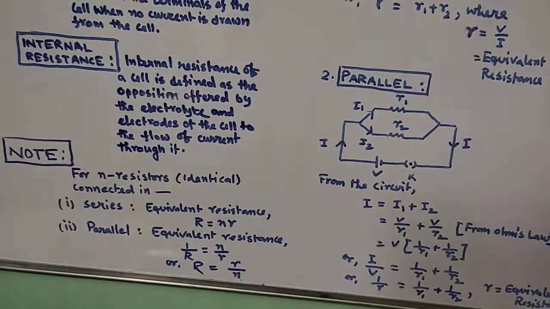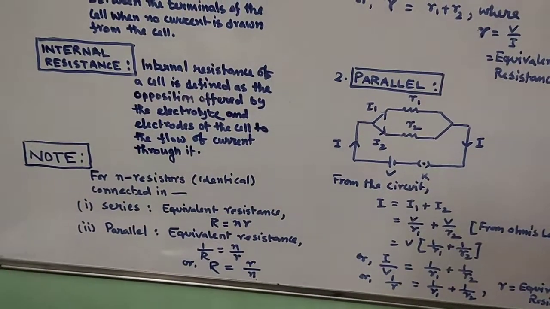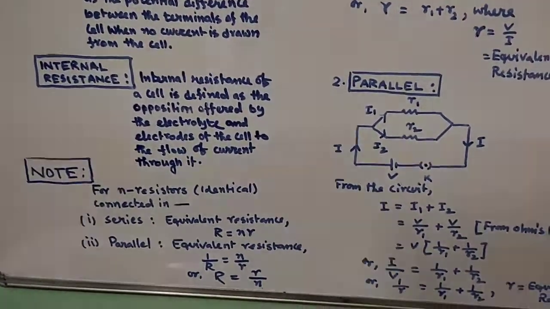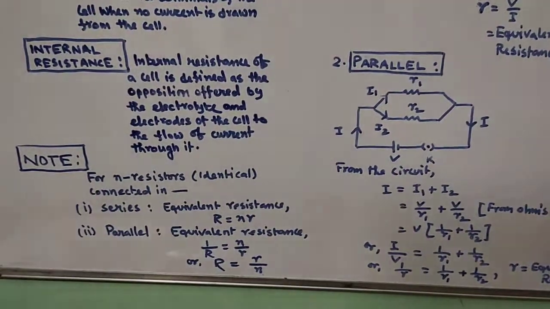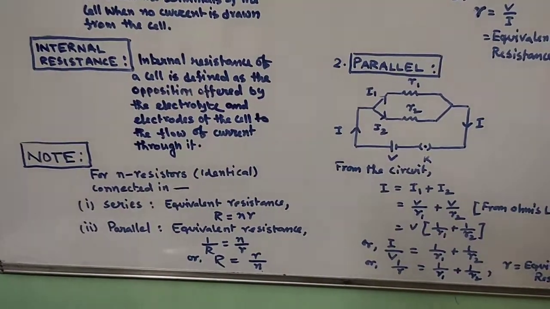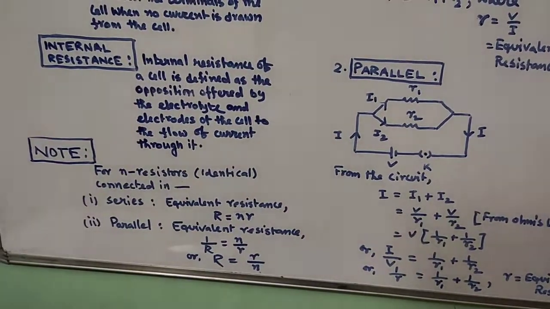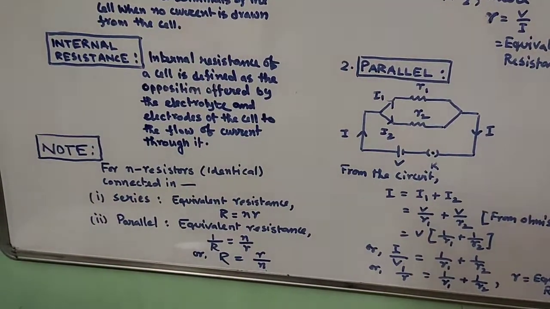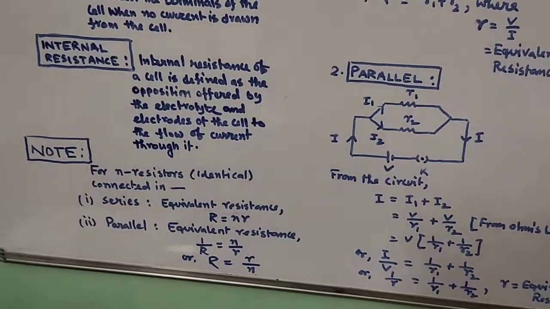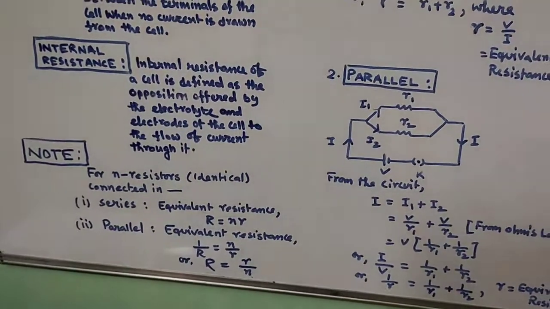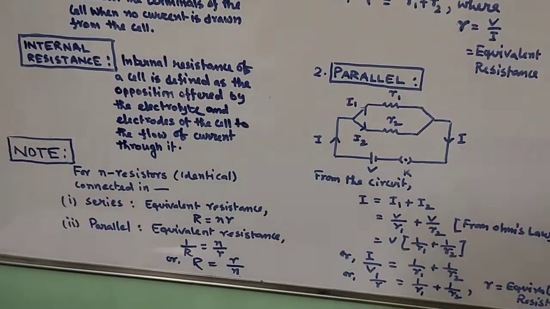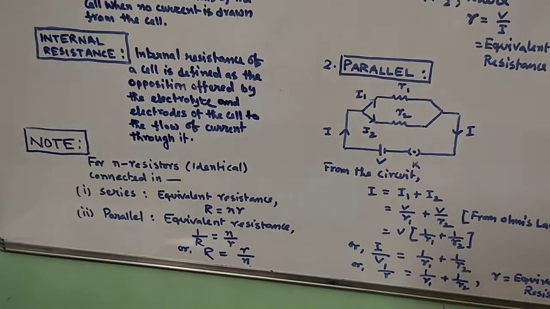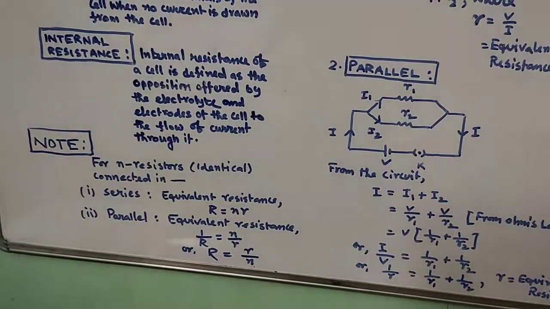Now the next topic which we are going to define is nothing but your note. You have n identical resistors and you are going to connect them one time in series, another time in parallel. So what will be the equivalent resistance? That part we are going to define. For n identical resistors connected in series, the equivalent resistance will be R equals nr. So it is n times the value of the resistance of an individual resistor. And in parallel combination, 1 by R equals n by r.